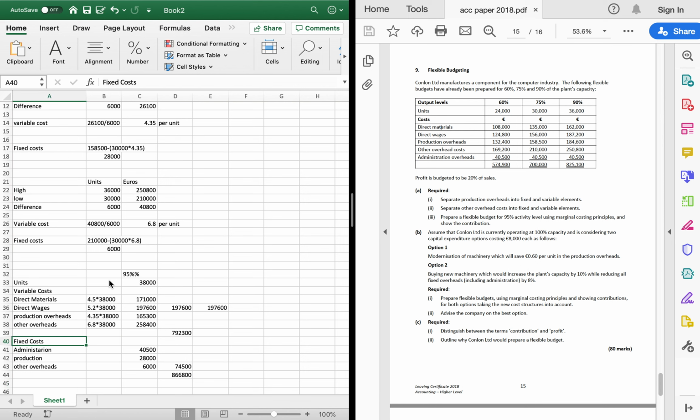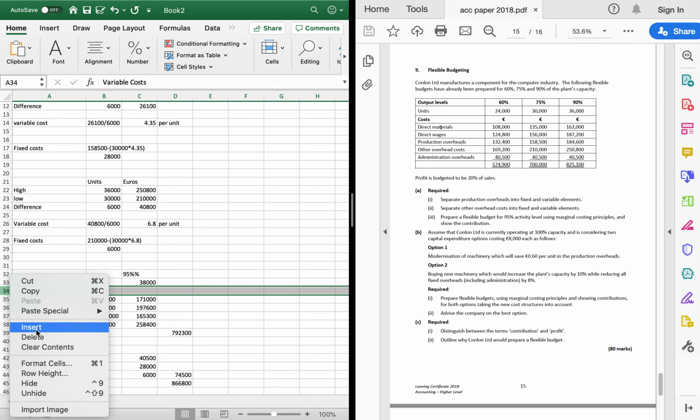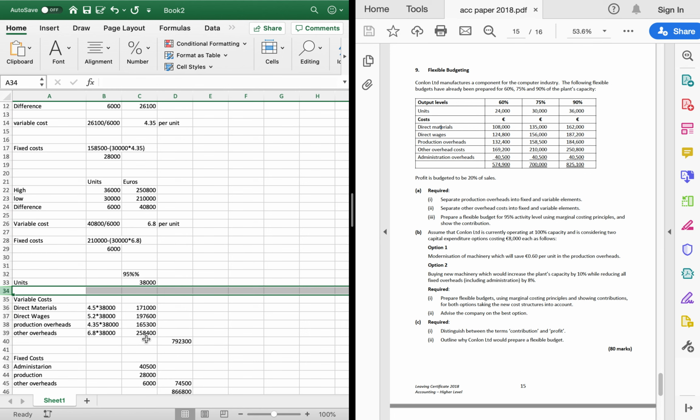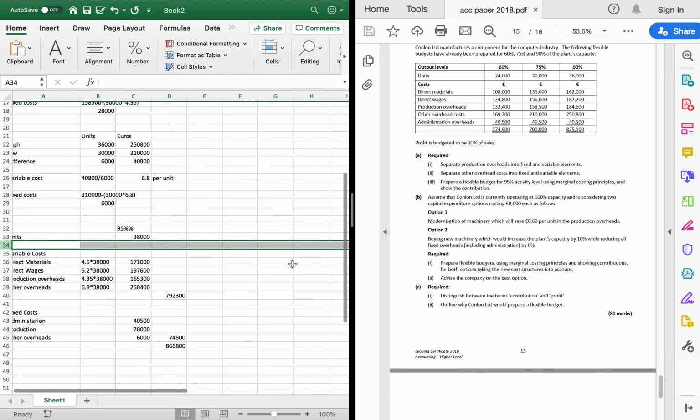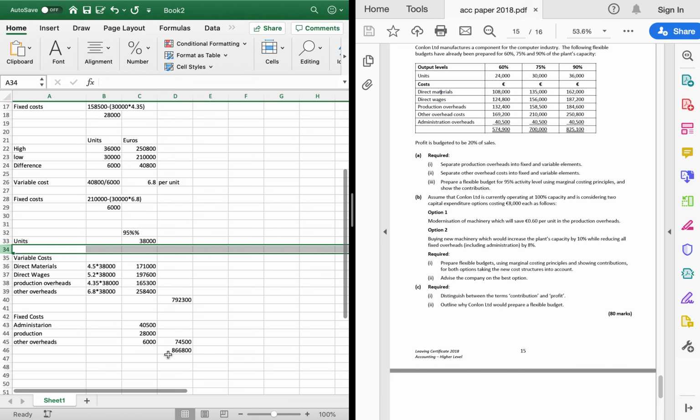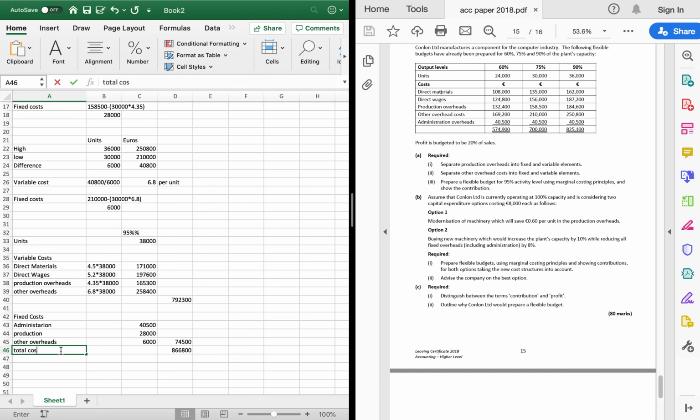Now, it did tell us one more thing to do, which I hadn't read. I was sort of rushing through. It told us to work out the contribution. So, as we know, contribution is sales minus variable costs. Now, I'm not sure if it says anything about sales. It just says profit is 20% of sales, right? So that means costs. Again, this is like we worked out in question 8. This is our total cost, right? Well, if total costs are 886 and profits are 20% of sales, well, then costs must be 80% of sales. So then sales must be 100%.